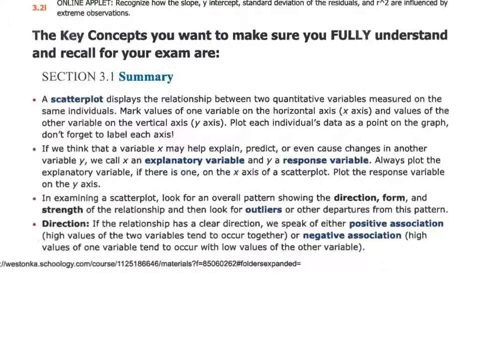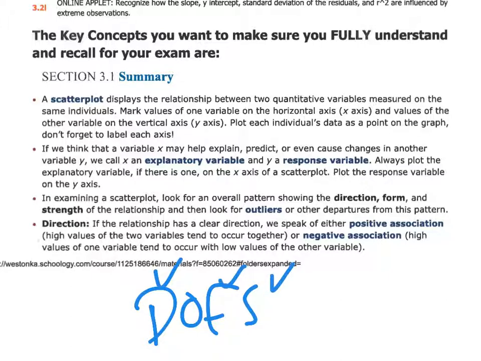Already addressed this as making a scatter plot. Remember, the explanatory variable is kind of our input, our X value. The response is the Y value on that one. When they ask you to explain or describe the scatter plot, because it's bivariate data or two sets of data, this is where we talk about our DOFs. Don't forget your DOFs on this one. That is direction, form, strength, and any obvious outliers.